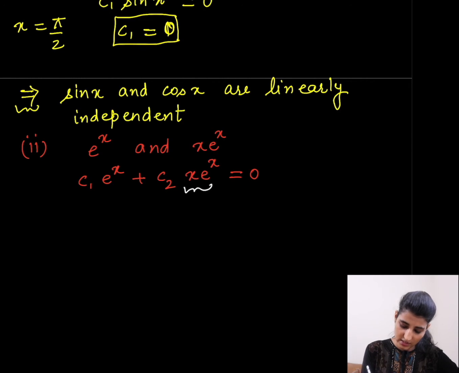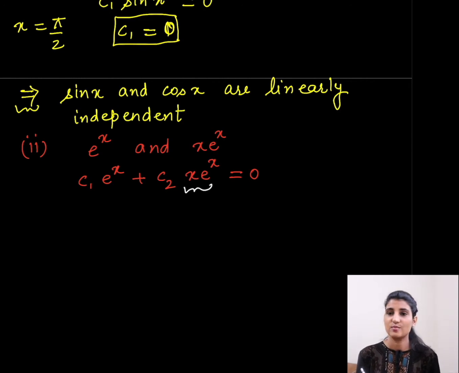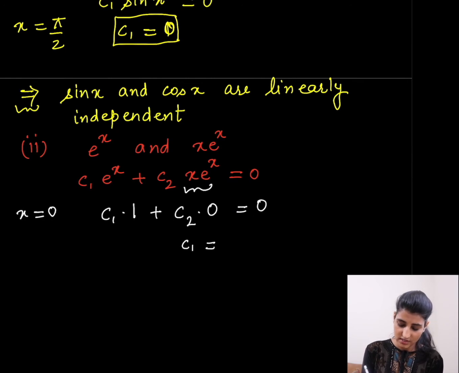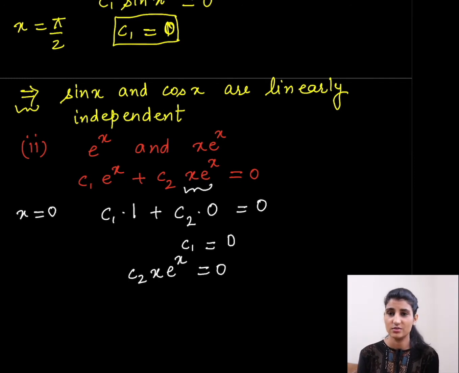So here I see this is x times e to the power x. If we substitute x equal to 0, the second term is going to be 0. So if we substitute x equal to 0, c1 e power 0 is 1 plus c2 times 0 equal to 0, which gives us c1 is equal to 0. So we have c2 x times e to the power x is equal to 0.